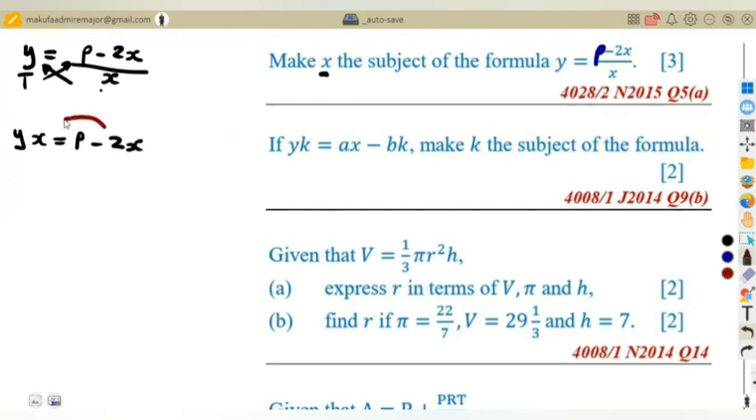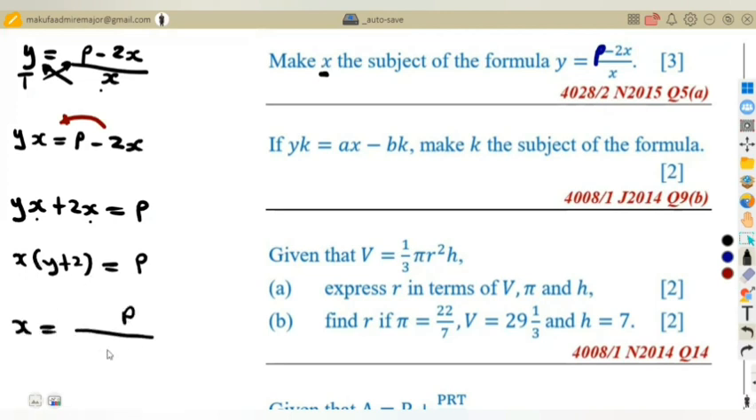We collect our terms with x to one side of the equation. So we are going to remain with yx plus 2x on this side, since it becomes a positive, which is equal to p. x is common and we can factor it out. So we're going to be left with x times (y plus 2) equal to p. Divide both sides by the bracket of y plus 2. We are going to be left with x equal to p over y plus 2 in this case.